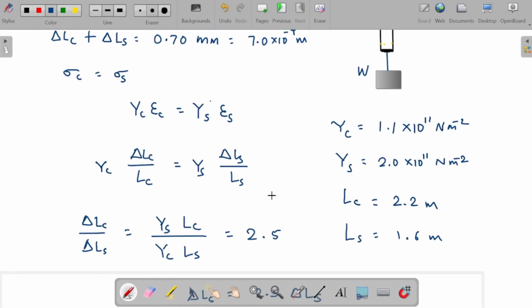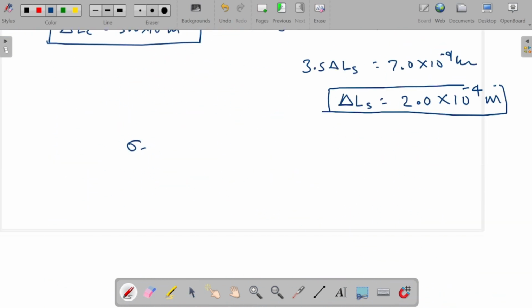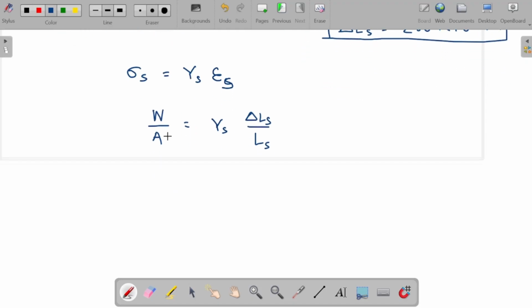So we can write stress in steel wire should be equal to Young's modulus of steel wire into strain in the steel wire, and the stress is nothing but load given to the steel wire divided by cross sectional area, and this is YS, and this will be delta LS divided by LS. So from here we can find out weight. Let me do a little more here. So this will be YS into delta LS into cross sectional area, divided by LS.